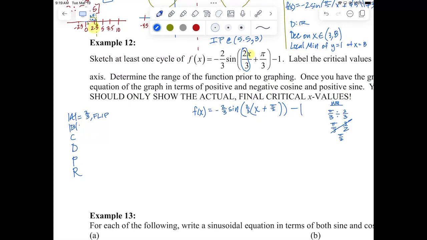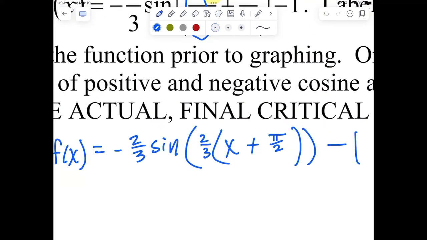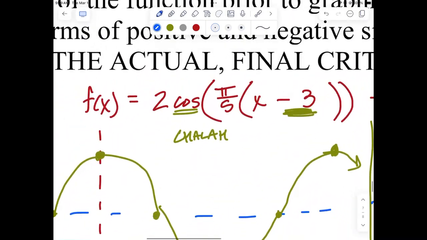All right, what's the B value? How many cycles do we see between 0 and 2 pi? 2/3. Now, just a reminder, if that 2/3 had been negative, we would pull it out front, right? Because it's an odd function. And on this example, if that had been a negative pi fifths, we would just forget about it because it's cosine, it's an even function.